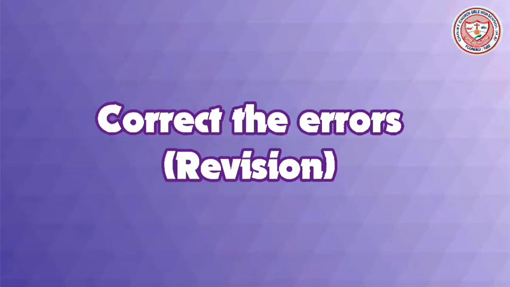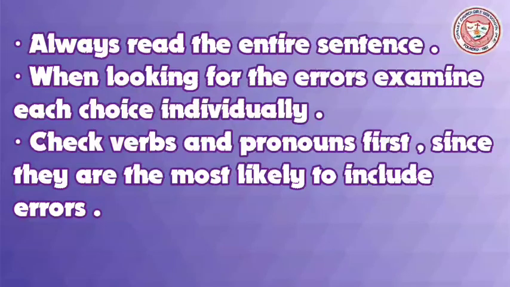Now let's move on to the grammar part, that is, correct the errors. This is very interesting, as here you get a chance to find different kinds of grammatical errors in the given sentences. It might be in prepositions, verbs, word order, conjunctions, spellings, articles, or anything else. You already know how to find errors in a sentence. Always read the entire sentence. When looking for the errors, examine each choice individually. Check verbs and pronouns first, since they are the most likely to include errors. So please go through the sentences and try to find out the errors.